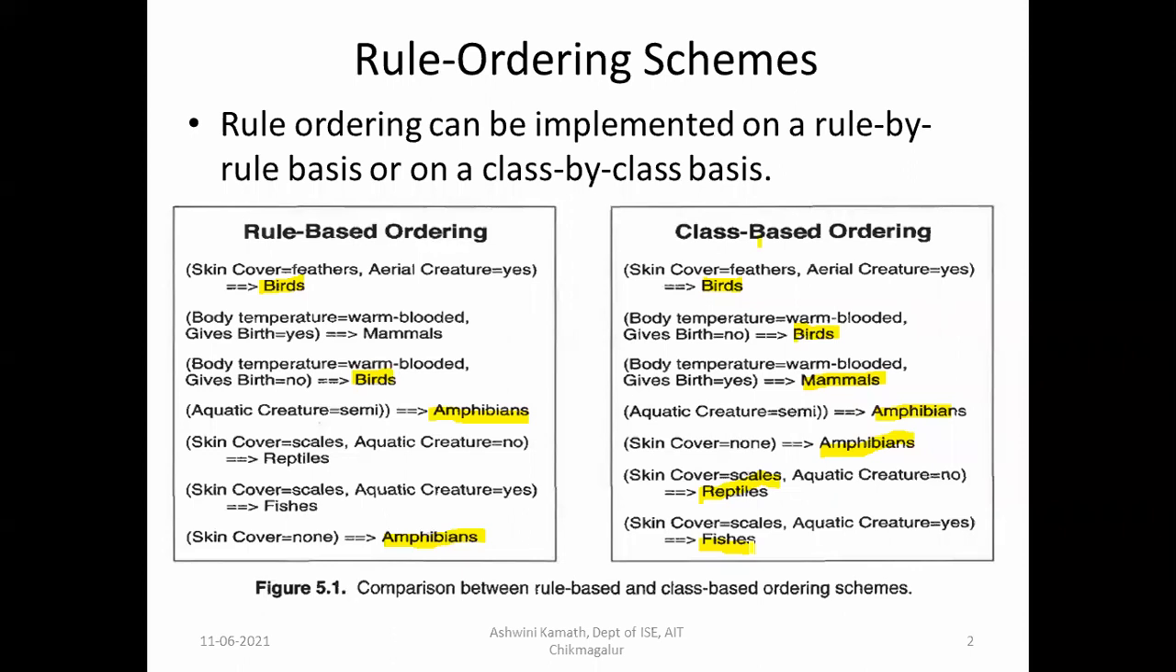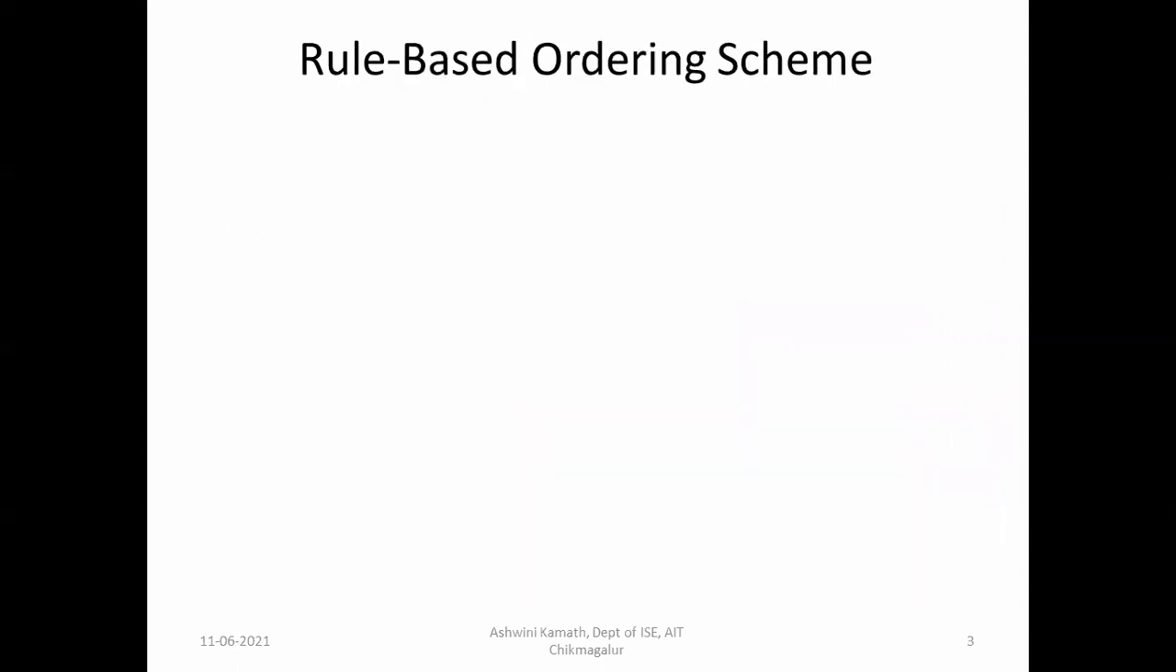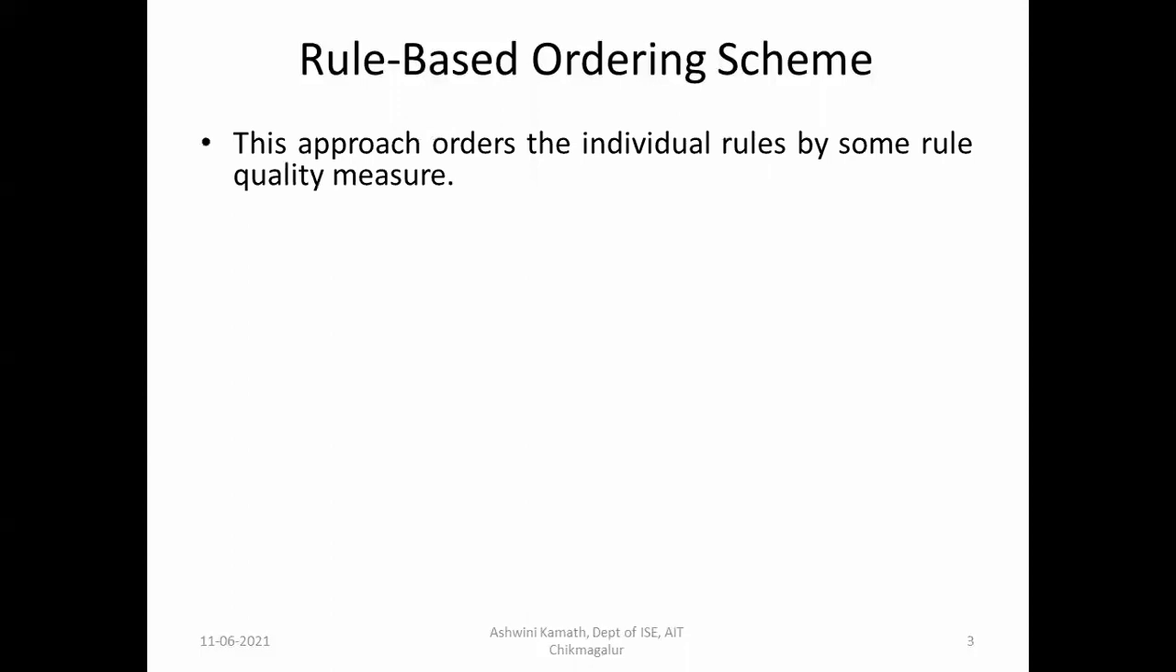In rule based ordering, based on the values of the attributes, we are creating the rules. That is rule based ordering. This is the comparison between rule based ordering and class based ordering schemes. The rule based ordering scheme orders the individual rules by some rule quality measure. Depending on the rules, it will order.